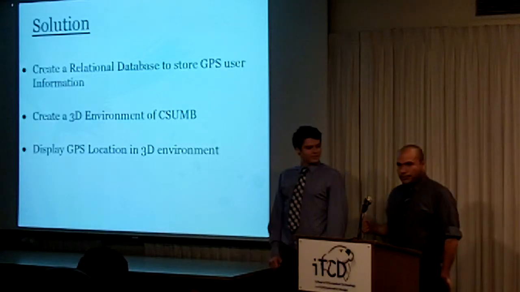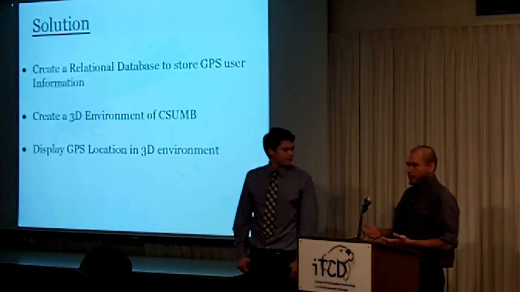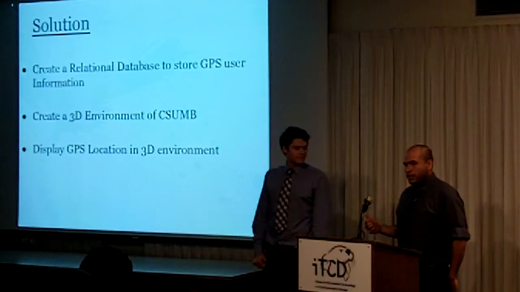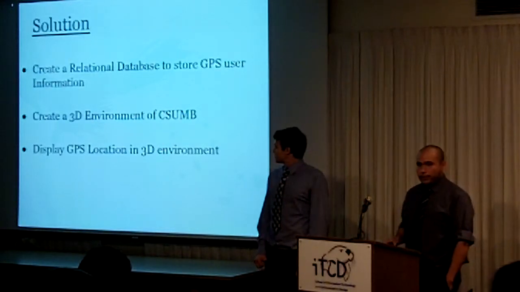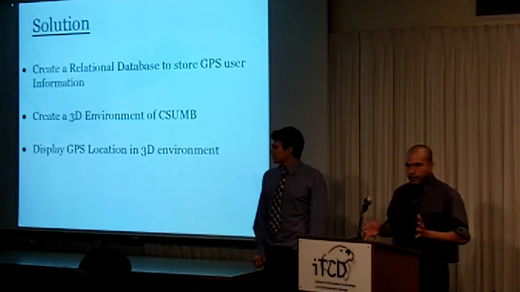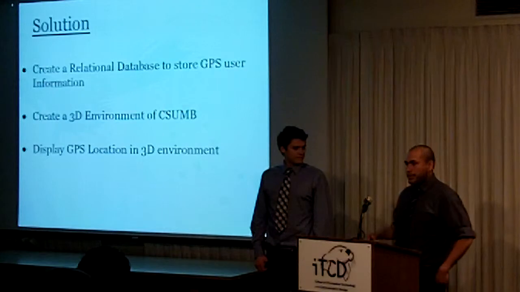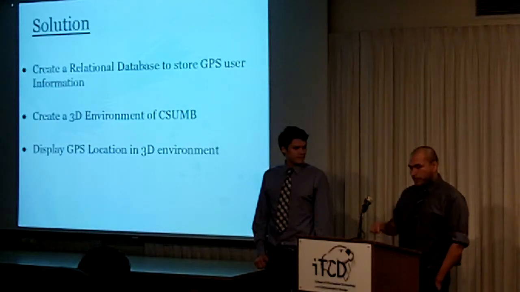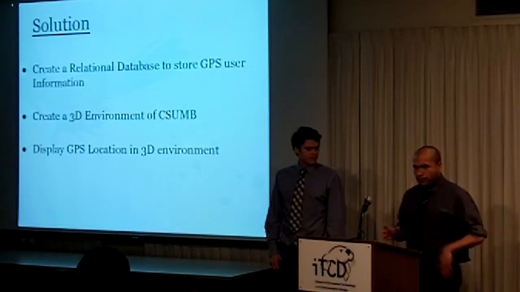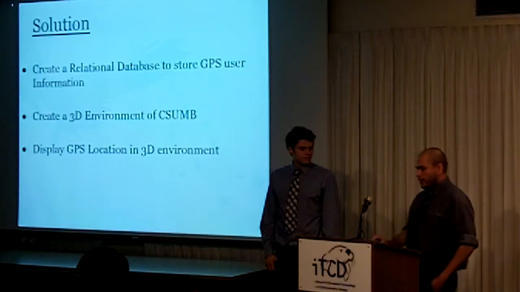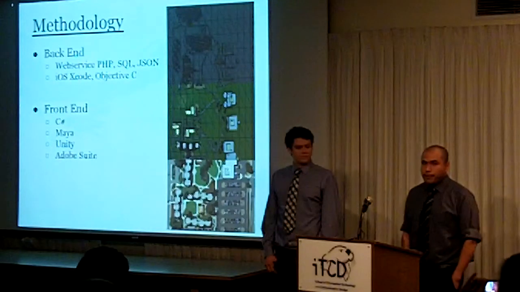The solution for this problem was, since we needed a way to locate the actual person that needs to be found, we started by creating a relational database where everything was going to be stored. The second portion of the solution was to implement the world where this information was going to be shown. That's where all the 3D came in handy. The CSUMB campus was mapped, and that's where the user information was going to be displayed. Finally, once we were able to store everything from the user, we showed it on the actual 3D world.